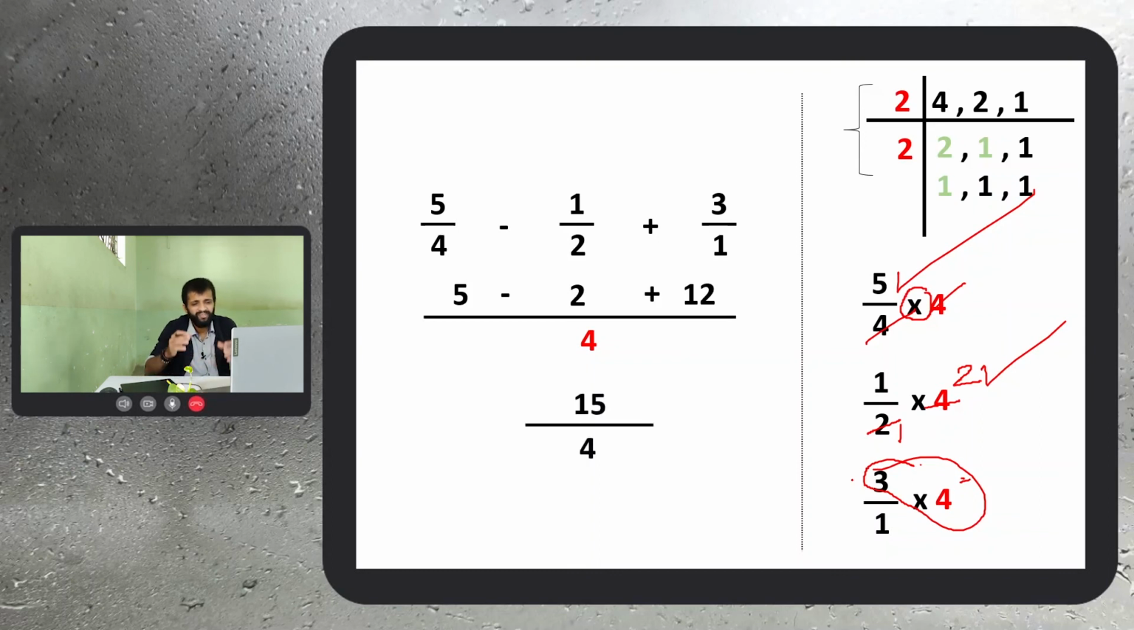And after that, once you are having all those numbers under one denominator, all I have to do is add and subtract. So 12 plus 5 is 17, minus 2 will give me 15 upon 4. That is how you solve 3 fractions that are given to you, and if you need to calculate them, that's the procedure.